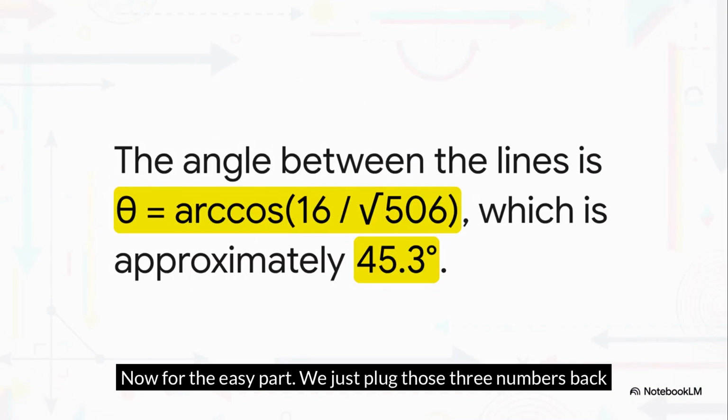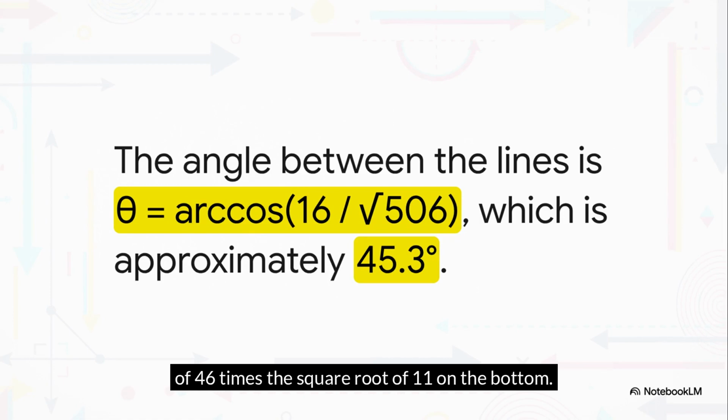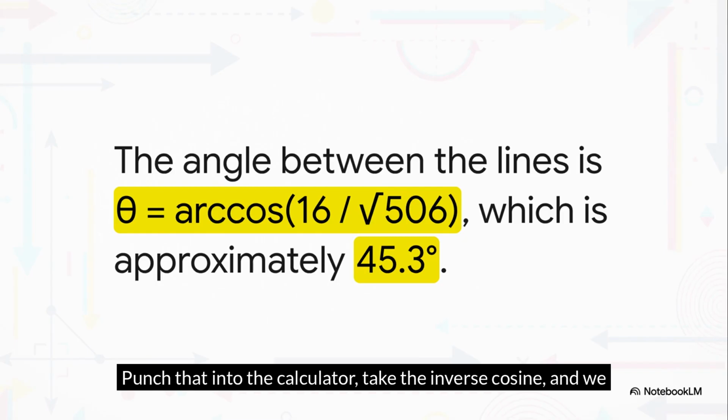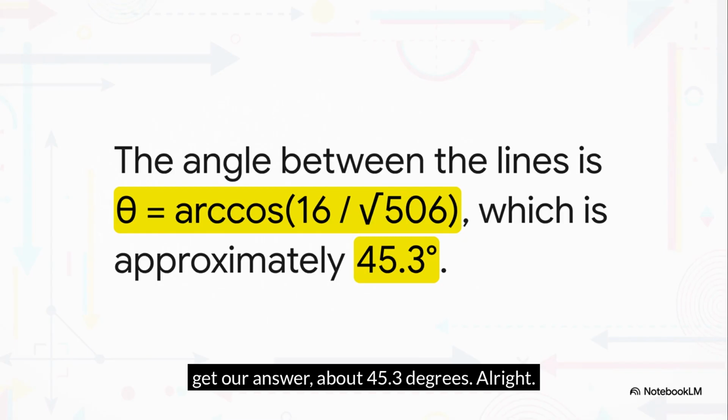Now, for the easy part. We just plug those three numbers back into our recipe. The cosine of our angle is 16 on top, divided by the square root of 46 times the square root of 11 on the bottom. Punch that into the calculator, take the inverse cosine, and we get our answer, about 45.3 degrees.